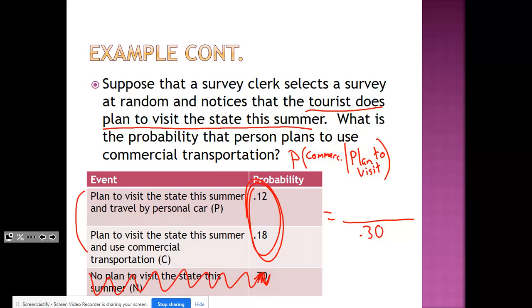So out of the people that plan to visit, how many are doing it and using commercial transportation? Well, that's this second one here, right? So 0.18, and there's my answer. 0.18 out of 0.3. Simple as that. Just reading very carefully, noting that what it tells us right up here is given that. So we're given that they're planning to visit, and then out of those, the probability that they're using commercial transportation.